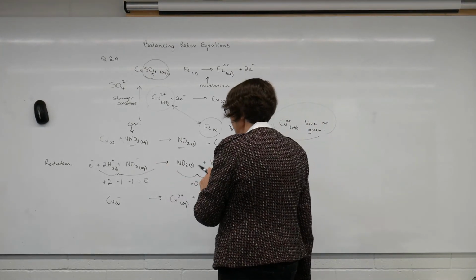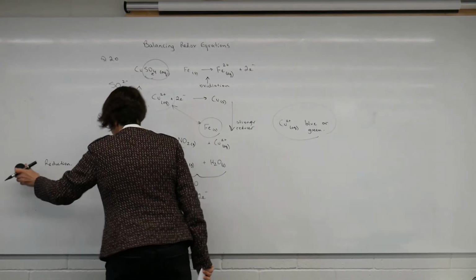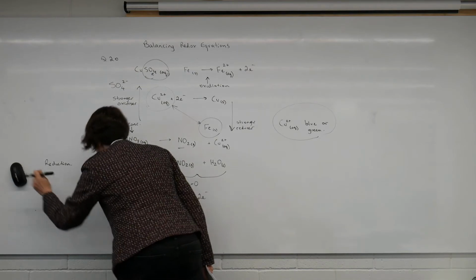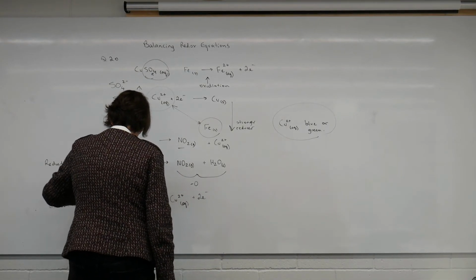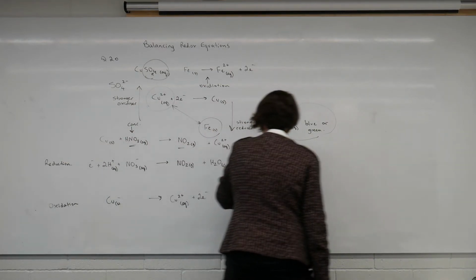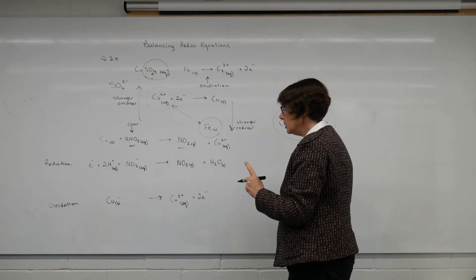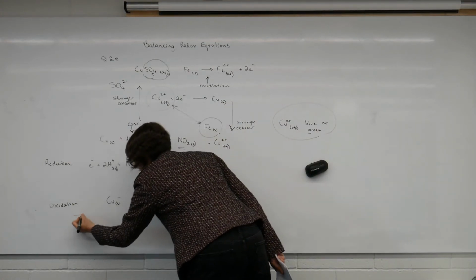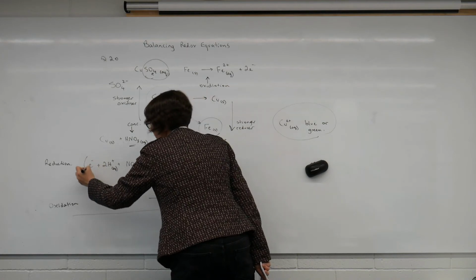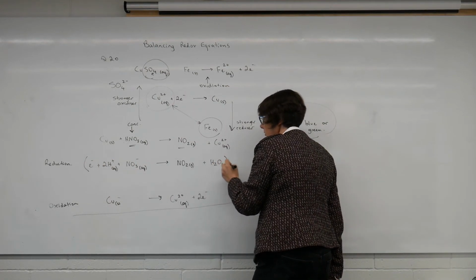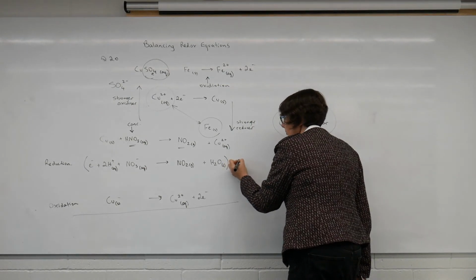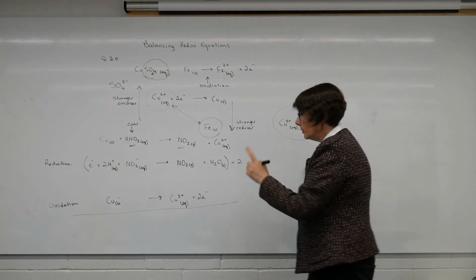Now we look at balancing. So this is oxidation. I'm just going to rub these out. We need to balance our electrons for our full redox. What am I going to do to the top one? Multiply everything by 2 so that we have the same number of electrons.